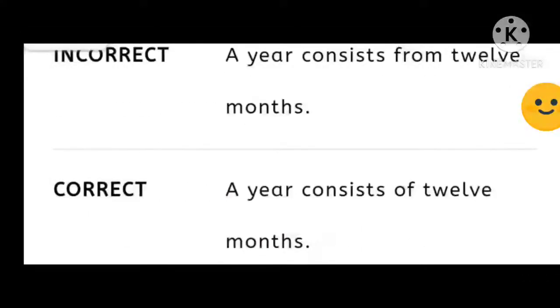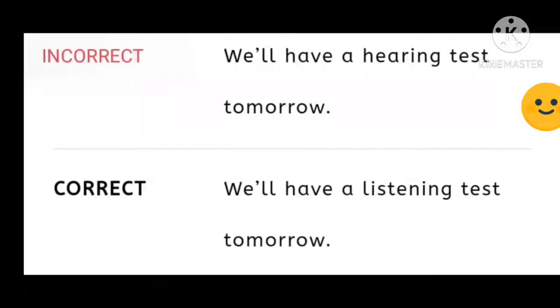A year consists from 12 months. Usually consists of. Consist of is the fixed phrase. So a year consists of, that means contains. A year consists of 12 months. We will have a hearing test tomorrow. We will have a listening test tomorrow. Hearing test is not the right word here. So listening test, we usually take a listening test, not a hearing test.